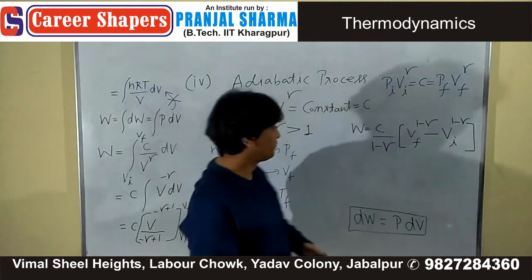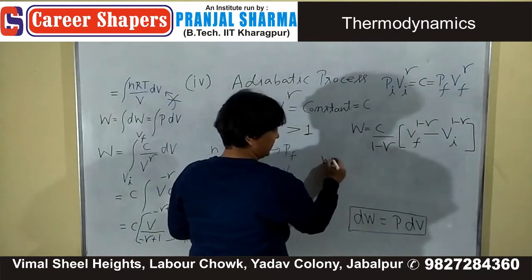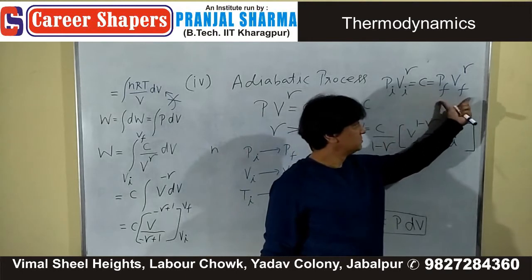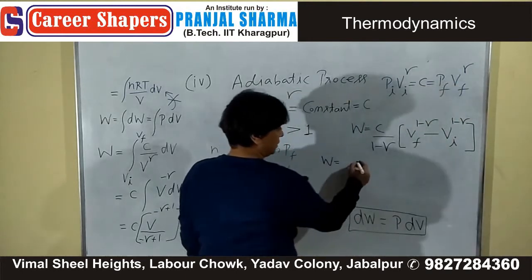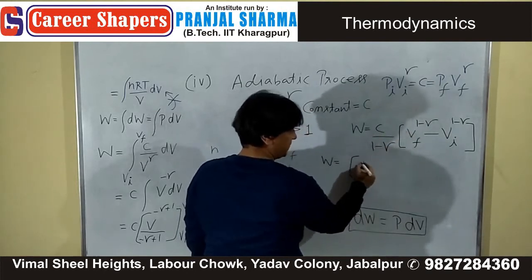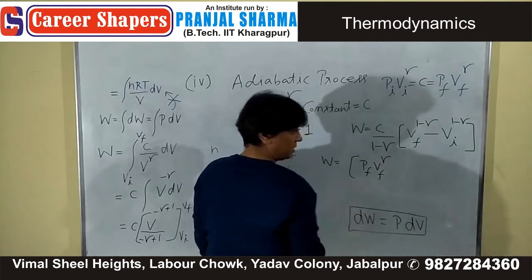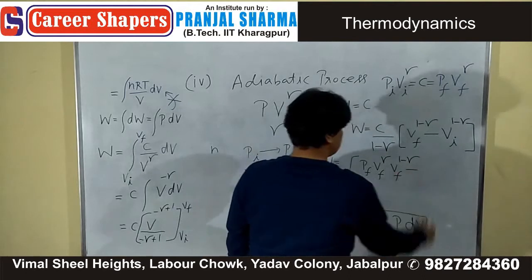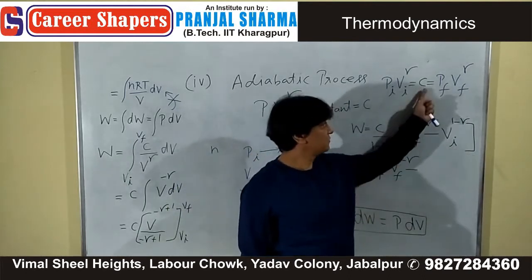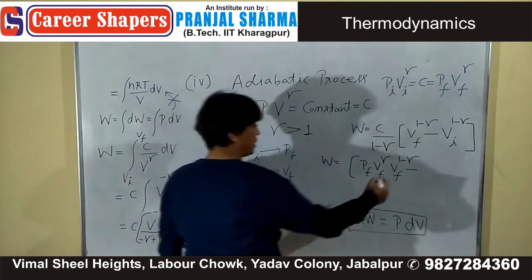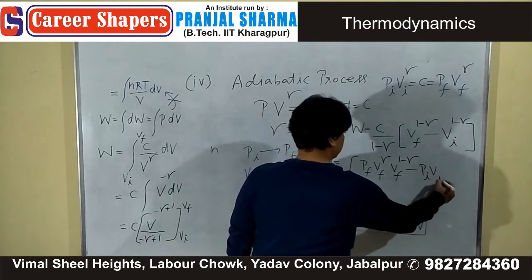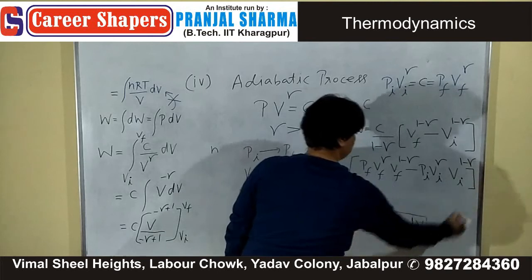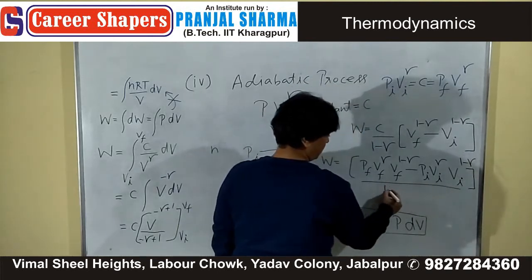Same happens finally. So let's multiply this C inside. With V final, you will take the value of C as P final V final to the power gamma, multiplied by V final to the power 1 minus gamma, minus. When you multiply C with V initial, you will take the value of C as P initial V initial gamma, multiplied by V initial to the power of 1 minus gamma. Whole thing divided by 1 minus gamma.